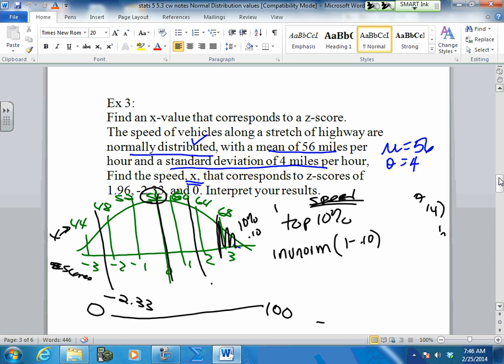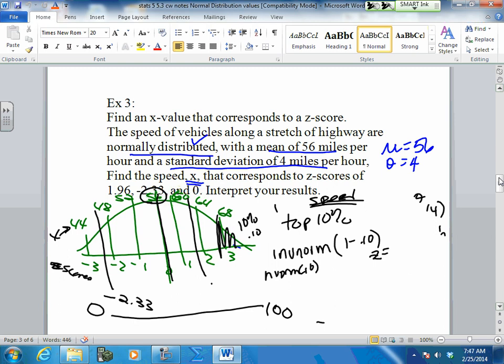Read it to Alyssa. These guys are taking out their calcs. So what's the z-score? Okay, Jan, what'd you get? Okay, so you looked up the inverse norm for 10%, right? Okay, that's okay. You got negative 1.28.